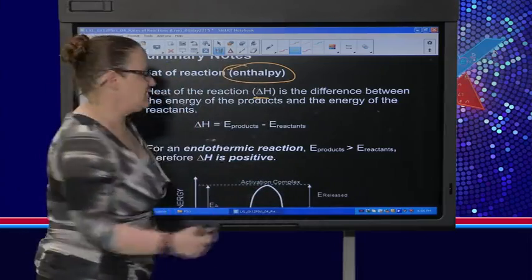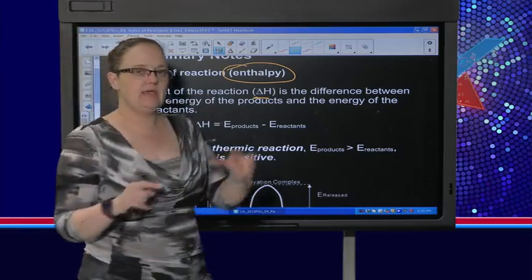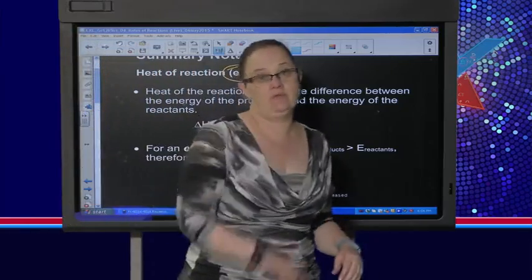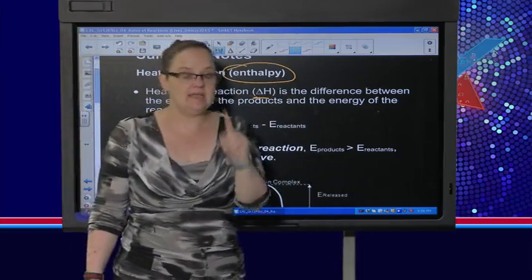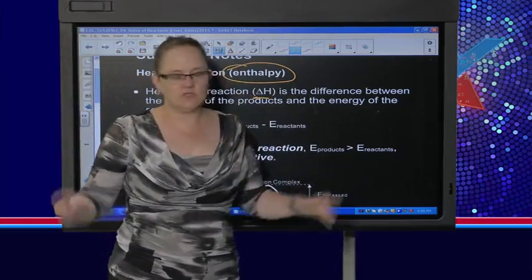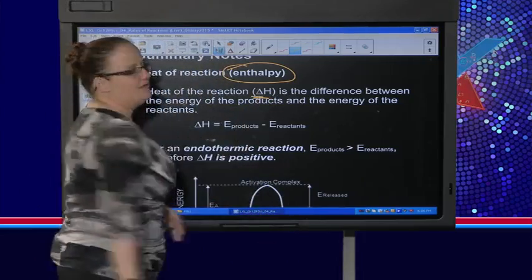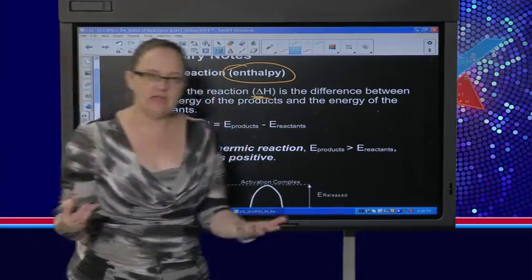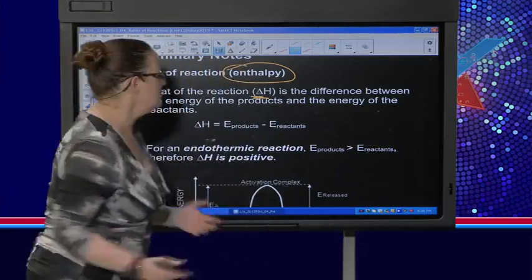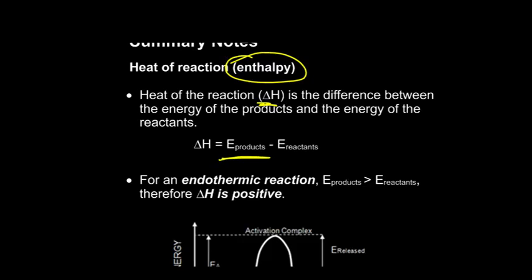Your heat of reaction is the difference between the energy of the products and the energy of the reactants. And it absolutely can be negative. Don't go, it's got to be big minus small. Remember, this is a change in value. And whenever we do the change in something, it's always final minus initial. So that means it's got to be products minus reactants for energy.